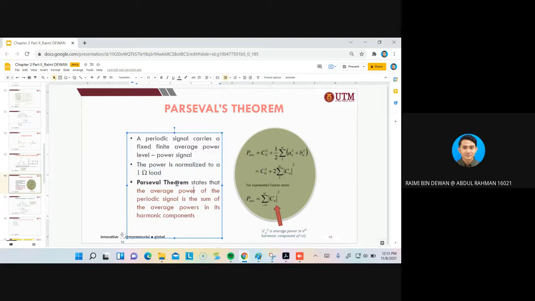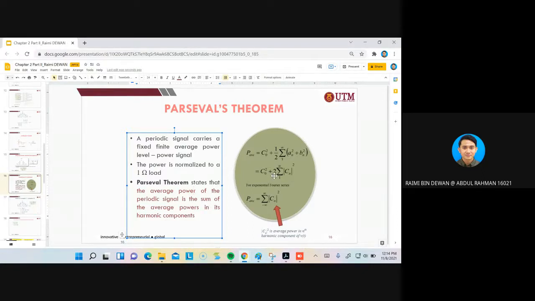Parseval theorem states that the average power of the periodic signal is the sum of the average power in its harmonic components. You can see this is your average power, and this is the sum of the average power in its harmonic components. Harmonic is like n1, n2, n3. If given 5 harmonics, then n goes up to 5. So this is the average power formula, and this is simplified. Cn is the average power in the nth harmonic component of v(t).